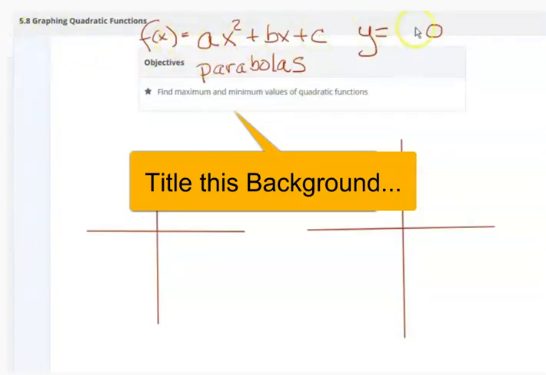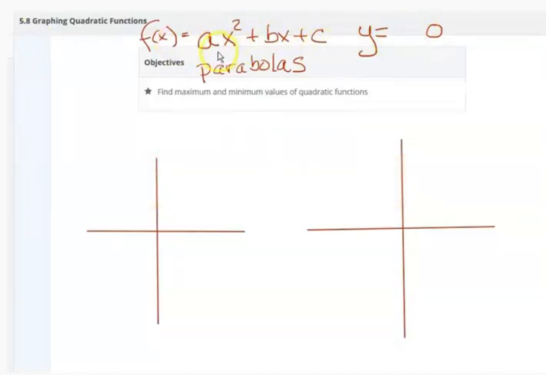Up at the top of the page or wherever, you're going to write the standard form of the quadratic function. There's the function symbol, there's the quadratic expression, and remember the function symbol can be replaced by a y, and often we're thinking that this y here is 0. So that's some background. Now, when we draw or make a graph of this, these are going to be parabolas.